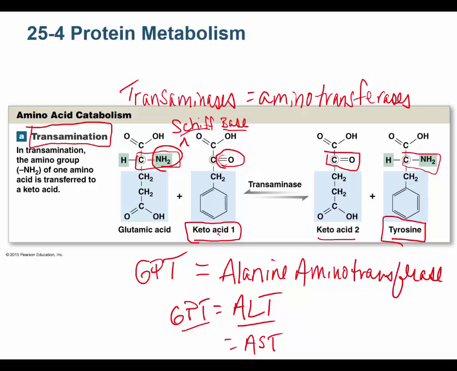So that's what these aminotransferases do. We can take some other organic molecule like keto acid 1, we can stick an amine group on it and make an amino acid, tyrosine. So these transaminases, also known as aminotransferases, do this for us. By the way, kind of cool, these transaminases need vitamin B6, pyridoxine. That vitamin is needed for these reactions.